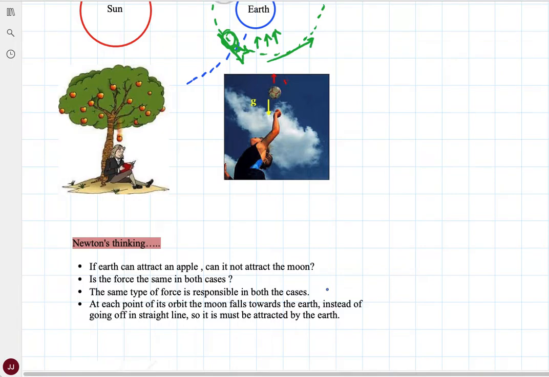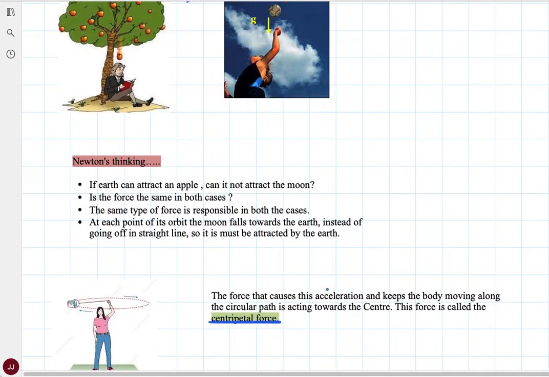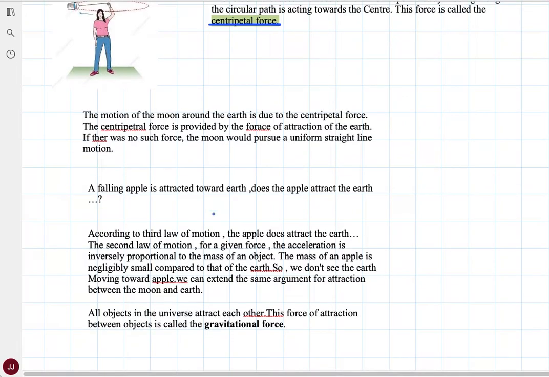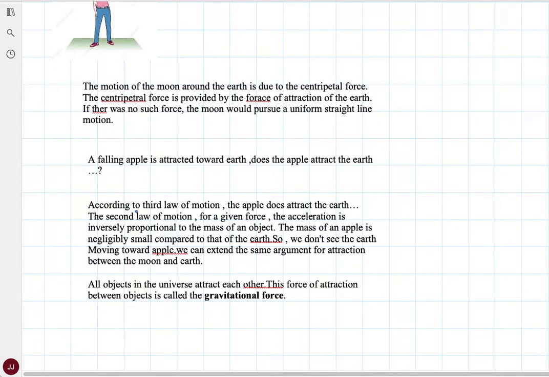we don't see the earth moving towards the apple, because according to the third law of motion, the apple does attract. We've seen, right? Each and every object attracts each other, right? So the apple does attract the earth, and why?